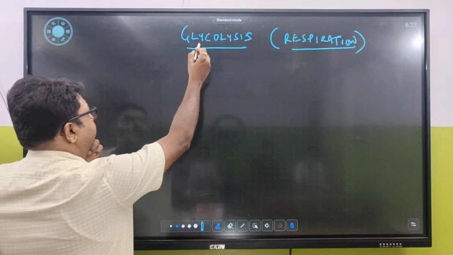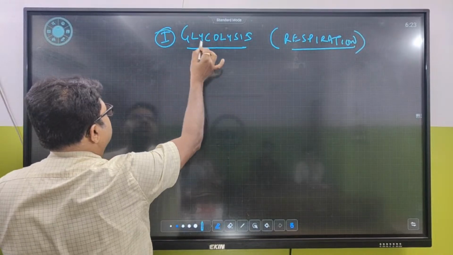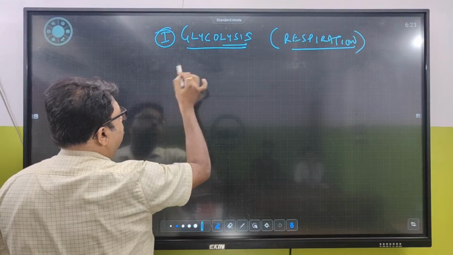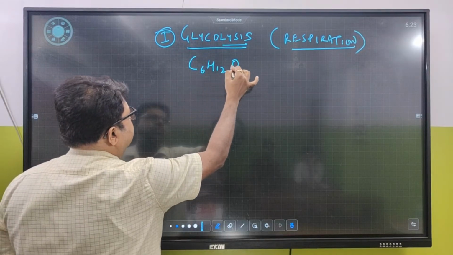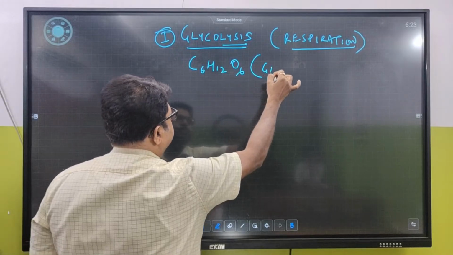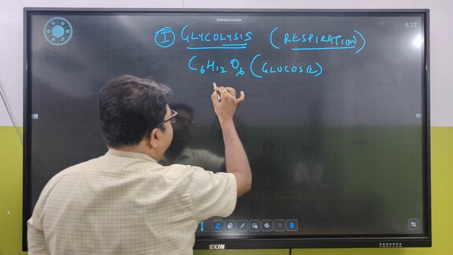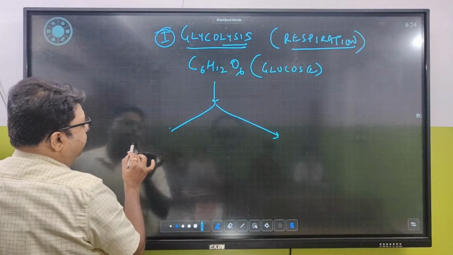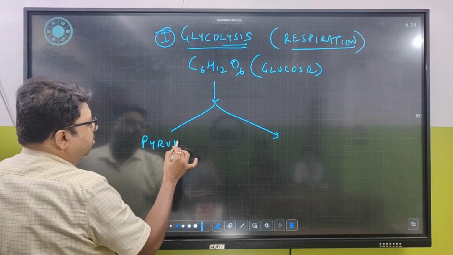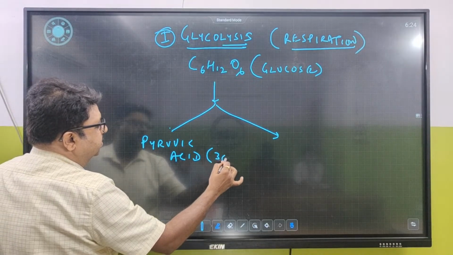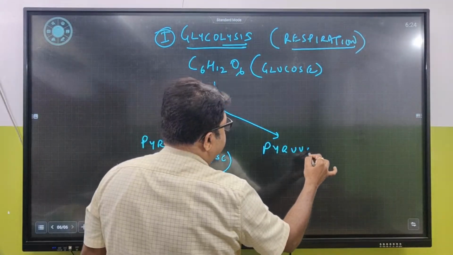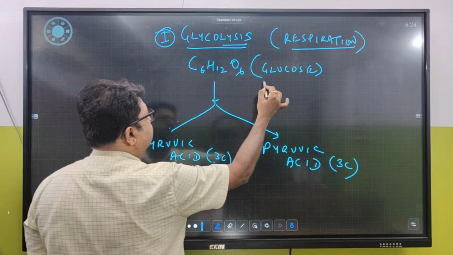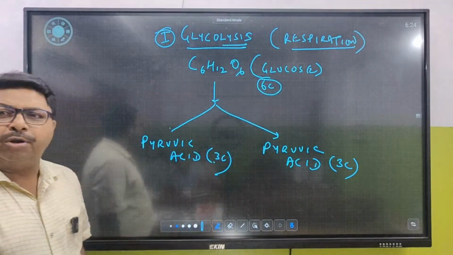The first step of this glucose breakdown in respiration is glycolysis. Lysis means breakdown, glyco means glucose. So glucose, C6H12O6, is being broken down into 2 molecules of pyruvic acid, each a 3-carbon compound. So 3 plus 3, 6. This 6-carbon compound is broken down into 2 molecules of pyruvic acid.